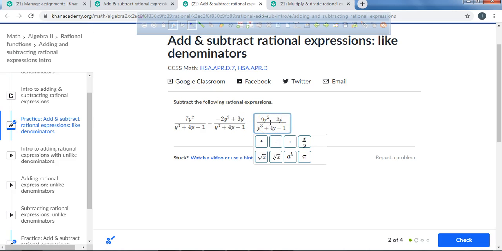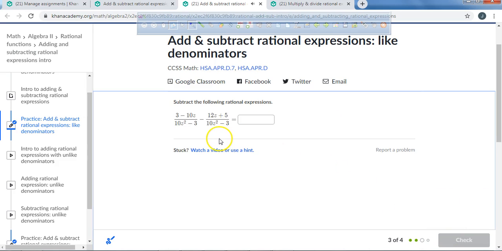You could factor out a 3 and a y out of this numerator, but you can't factor out a 3 and the y in the denominator. If you could have factored out one more y, then we could have factored out some y's and simplified it. But right now, this is as simplified as it's going to be. Alright?